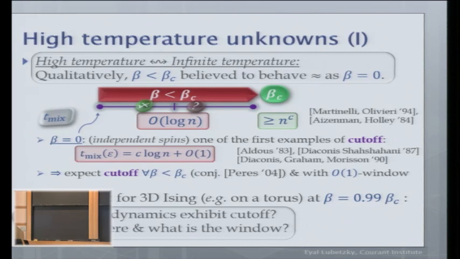Okay, so here's a concrete question that we didn't know until a few months ago. Take 3D Ising and take beta which is 0.99 beta critical. Do you have cutoff? Where, when, why? So that's one thing that we didn't know: just understand 3D Ising close to beta critical. That's question number one.